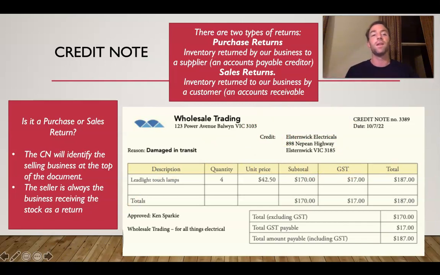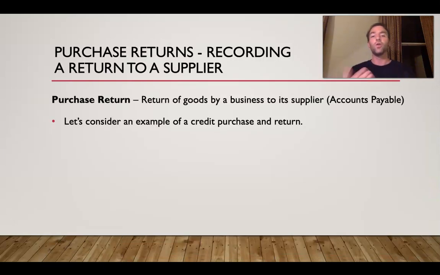So you've got to be a bit of a detective. This will become a little bit more comfortable as you see some more examples. And you'll probably see a credit note in your exam. So let's do a purchase return. The purchase return, as we know, is returning goods by our business to its supplier. So it's all about accounts payable. And we've got an example.